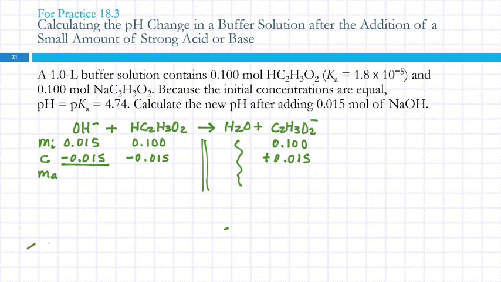And then add those two rows, we get 0, and I think this was 0.085, and this is 0.115. Any questions? So these are moles.